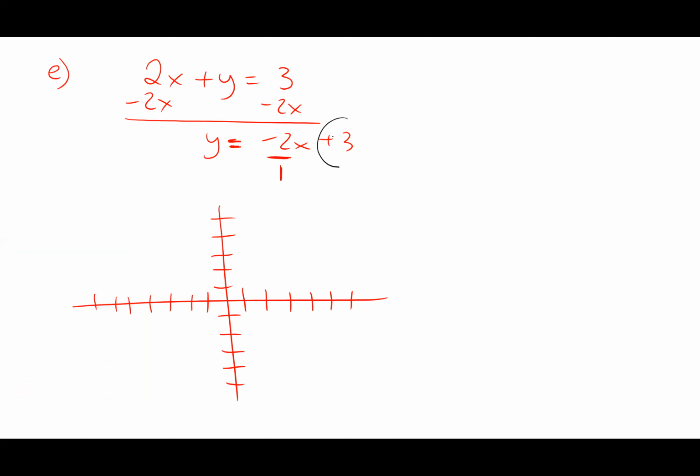All right, we start off at 3. 1, 2, 3. And now we're going to go down 2, right 1. So down 2, 1 to the right, and we go right there. Yep. Cool, there it is. Okay, so there's your graphing linear equations.